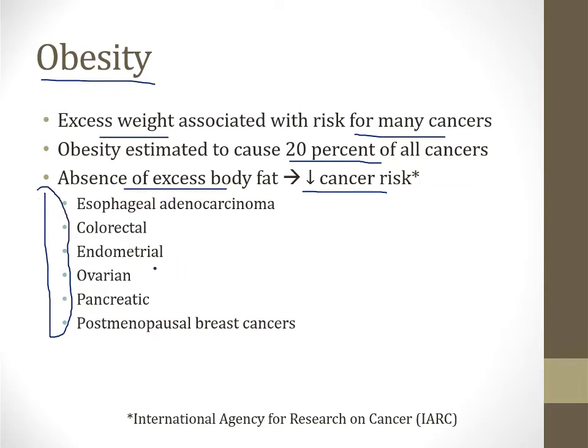Some of them, the mechanism is obvious. For example, the endometrium is stimulated by estrogen, and people that are obese tend to have more estrogen. But even for all these other cancers shown here, patients who are obese tend to have more cancer. And therefore, when you recommend a healthy lifestyle, you're not only giving that patient advice to prevent cardiovascular disease, you're also giving them advice to lower the risk of cancer.